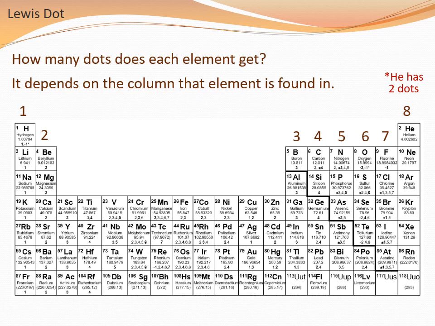So make sure you add that to your periodic table. Write the numbers over top the columns, and make the note that helium has 2 dots. It is the only exception to the rule that we're going to be concerned about.